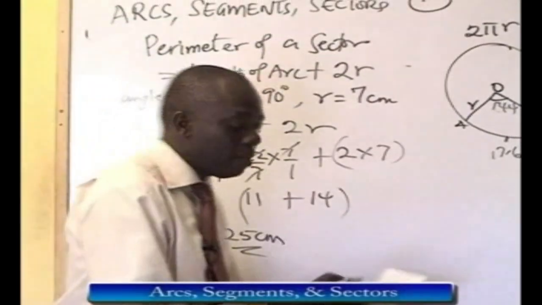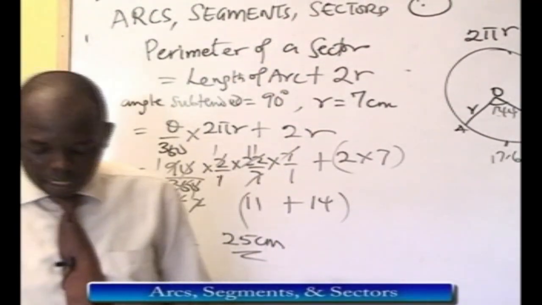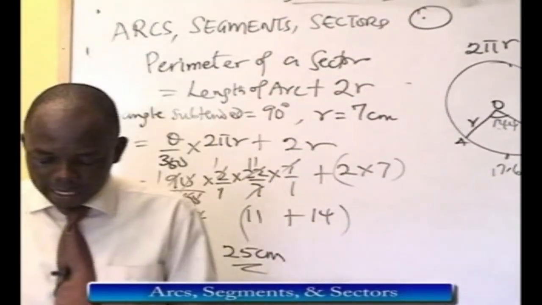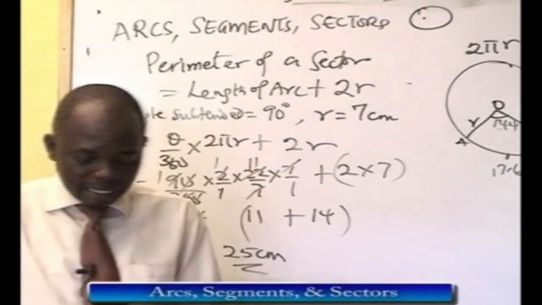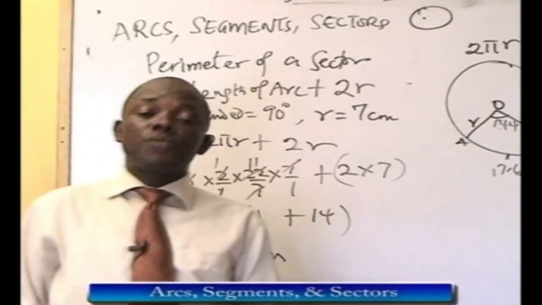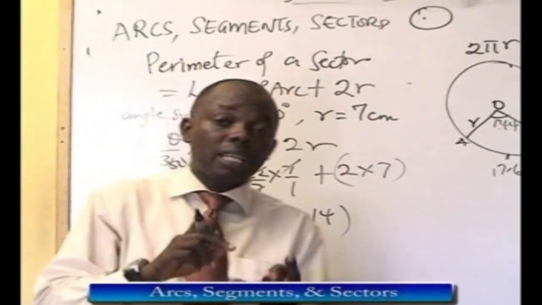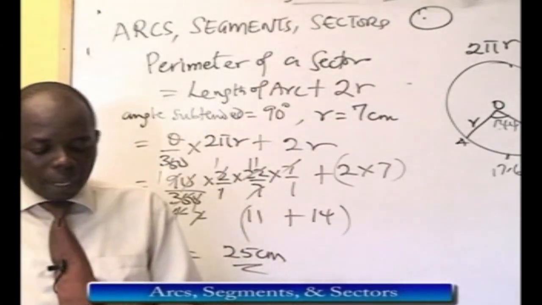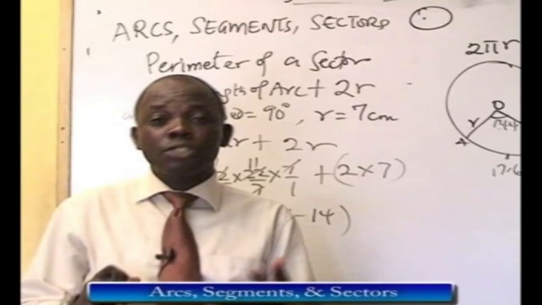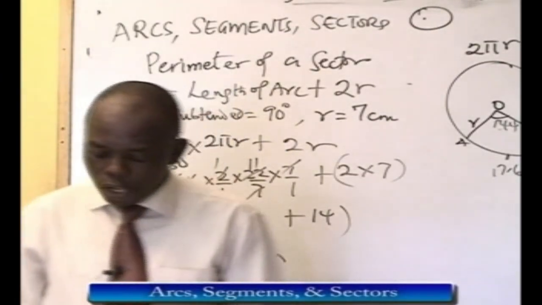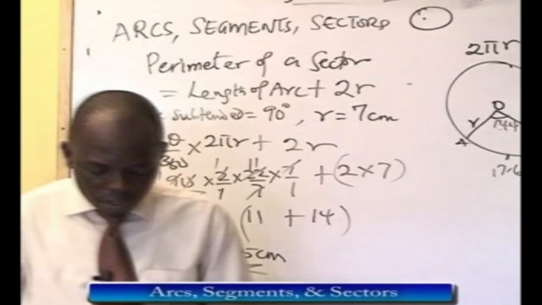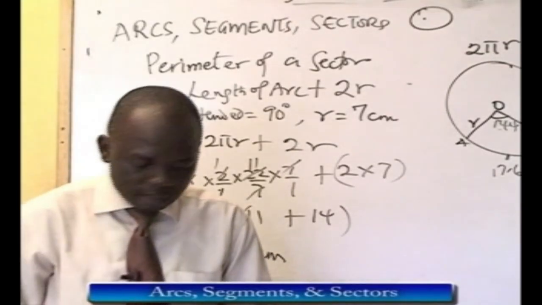So those are the 3 major things you need to learn in arcs, segments, and sectors. We've not done the segment before, but for arc and sector, you will be confronted with questions that will require you to determine the length of an arc, the area of a sector, and the perimeter of a sector. Now let's quickly move on to the area of a segment.